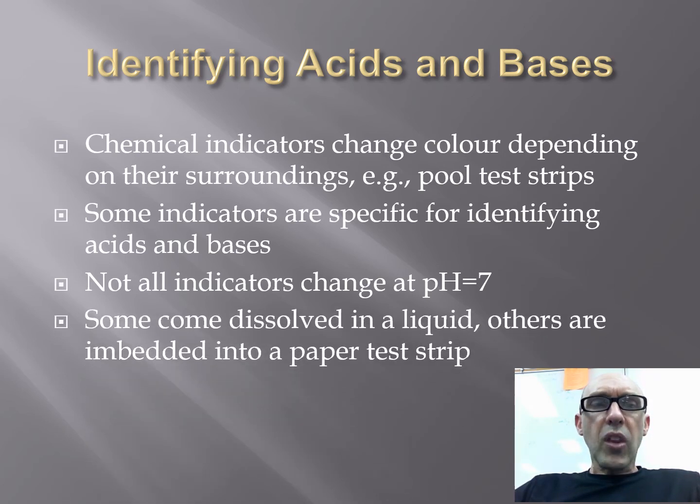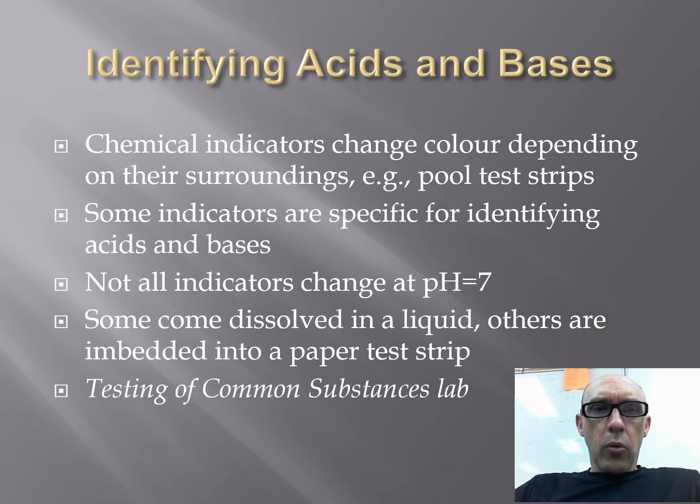Now, the way we're going to use these is some come dissolved in a liquid, like the bromothymol blue that I've used. Others come in test papers similar to the test strips used in pools that you can just dip into a solution. The main difference between the two is if you dip it in, it doesn't matter what color the solution is, because you're going to pull it out and look at the test strip, and that's going to tell you whether you've got an acid or a base. Any of the ones dissolved in liquids, you have to put a couple drops into the original solution, so if the solution itself has a color, it's going to be harder to tell.